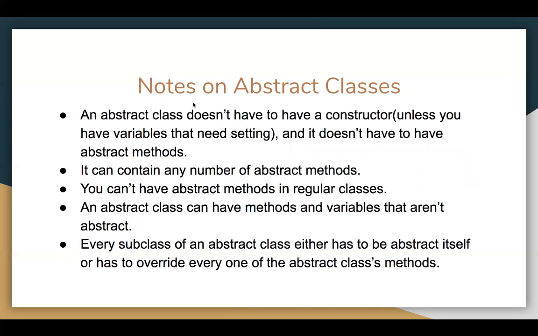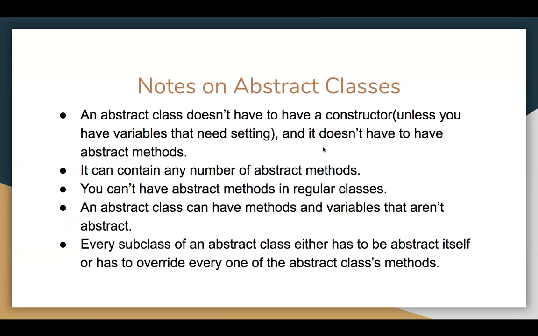So some notes on abstract classes. An abstract class doesn't have to have a constructor unless you have variables that need setting, and it doesn't have to have abstract methods. We mentioned in the beginning that abstract classes are not used like regular classes in the sense that you can't create an object for it. So that's why you don't have to have a constructor. In this case, if you have a constructor, you're not really calling on the abstract class. You're calling it through the constructor of a subclass, so you're not directly calling the constructor.